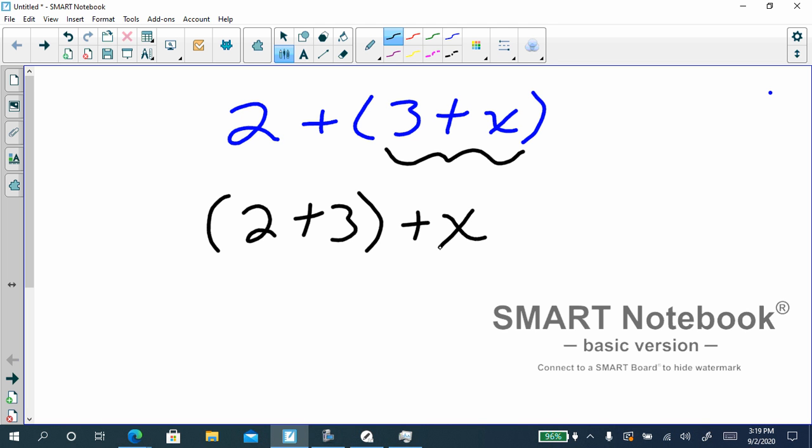We left it in the same order. We just moved our parentheses. We changed what was associated together. Instead of 3 plus x, we associated the 2 and the 3, and we can do that. 2 plus 3 is 5. We can't go farther because the x is not just a number.